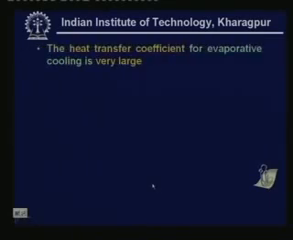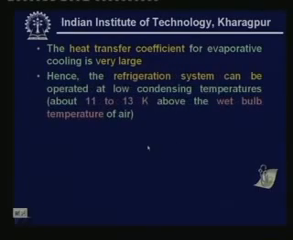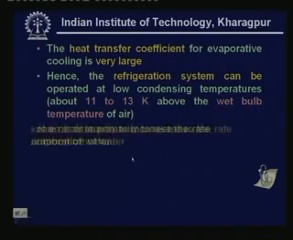Now the heat transfer coefficient for evaporative cooling is very large, because here the heat transfer takes place both sensibly as well as by latent heat transfer mode. Hence the refrigerant system can be operated at low condensing temperatures. Typically the condensing temperatures will be about 11 to 13 Kelvin above the wet bulb temperature of air. This is important. So this is the wet bulb temperature of air.